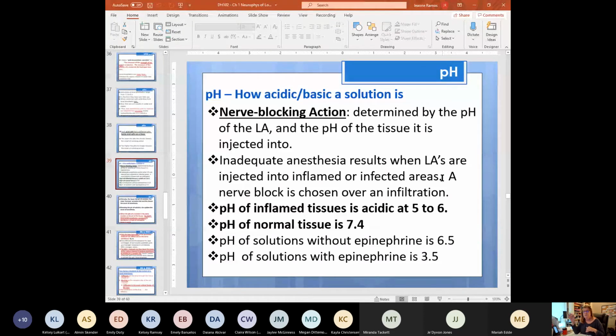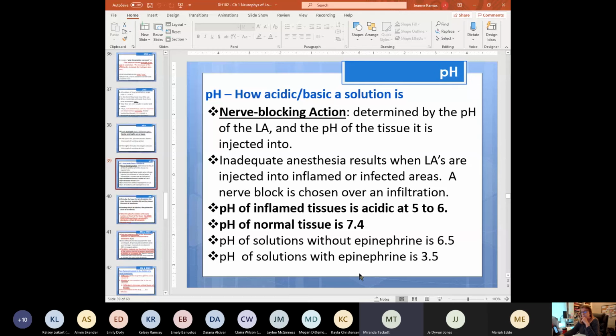So the pH of solutions that don't have epinephrine in them, they're plain, is already going to be a 6.5. The pH of solutions with epinephrine, if it does have a vasoconstrictor epinephrine, is 3.5. Even though we want to use epinephrine if we at all can, that's always the better choice, to use an anesthetic that has epinephrine for other reasons. But the downside is that it's probably going to sting more, because it's more acidic when it goes into the tissue, until your body buffers it back to a normal 7.4.